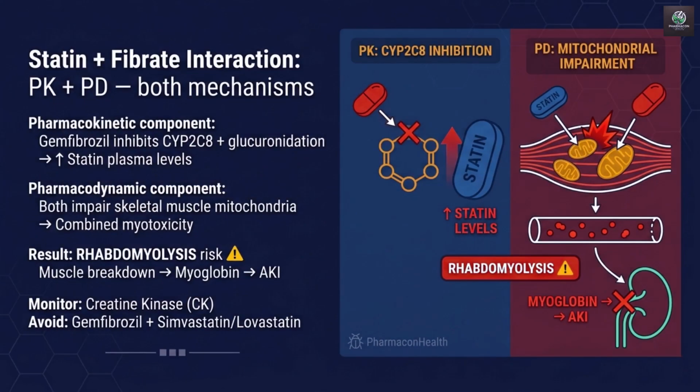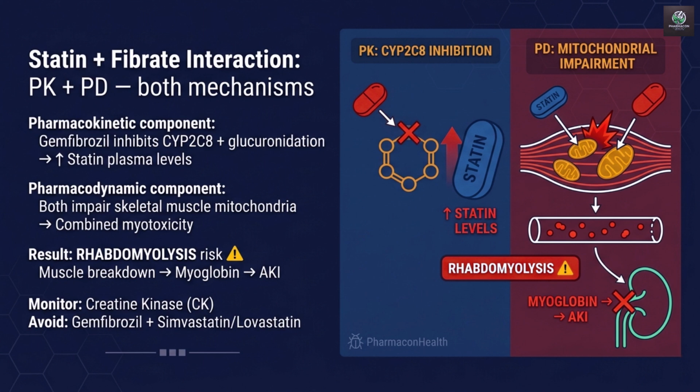A third high-risk example is the combination of statins and fibrates. Both drug classes independently carry a risk of myopathy, muscle damage. When combined, particularly simvastatin or lovastatin with gemfibrozil, the interaction becomes both pharmacokinetic and pharmacodynamic. Gemfibrozil inhibits CYP2C8 and glucuronidation, key metabolic pathways for statin clearance, leading to significantly increased statin plasma concentrations. Simultaneously, both drugs independently impair mitochondrial function in skeletal muscle.